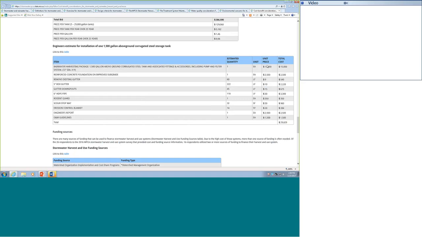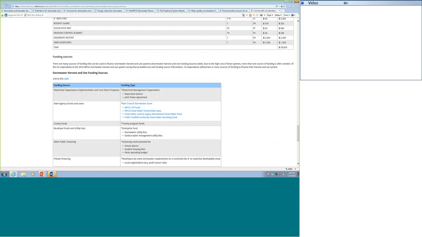Here's one 1,500-gallon above-ground corrugated steel storage tank. So some of the different cost components. Here now we have gutters as our collection system, a rodent guard, things like that. And so we had a total cost of about $30,000.